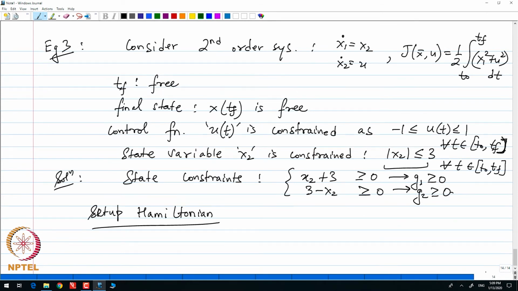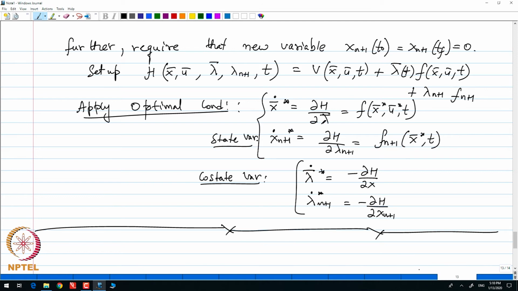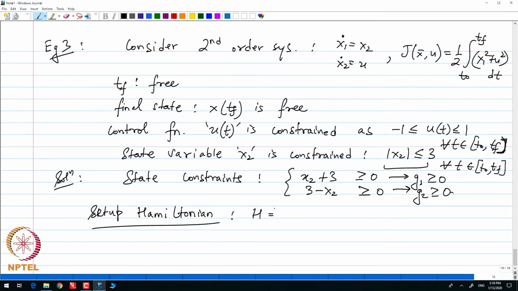Okay. So, we set up the Hamiltonian. The Hamiltonian this time will be H is going to be well V plus lambda. So, let me write down the complete Hamiltonian. So, this is going to be V plus lambda times f plus lambda n plus 1 times f n plus 1. So, let me write it down. So, that is my step 1.